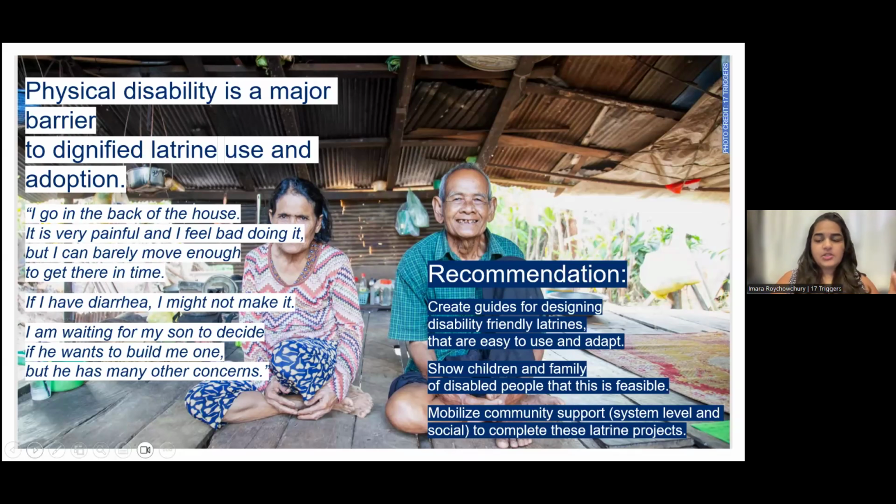So our recommendation here is to create a guide for designing a latrine that's disability friendly and show how each person can create little adaptations in their latrine to really respond to the needs of the person in their house. And then also show the decision maker, who might not be that person, how it's something that's feasible and also adds dignity to the person's life. Next slide.